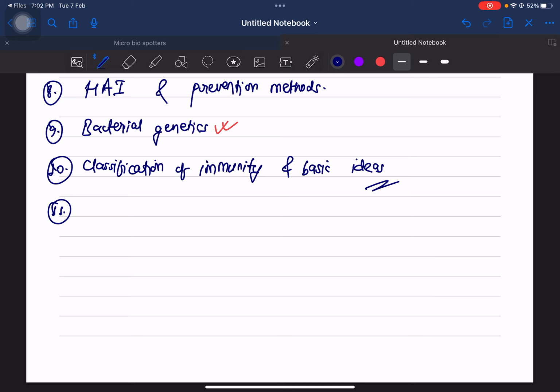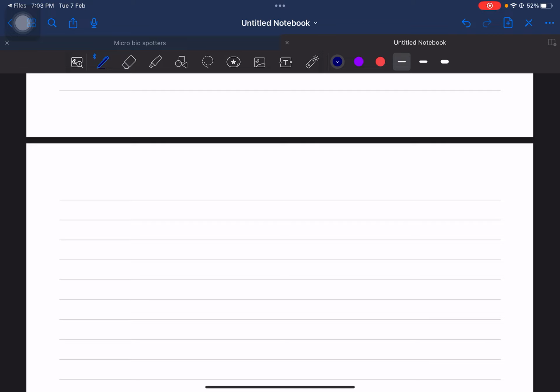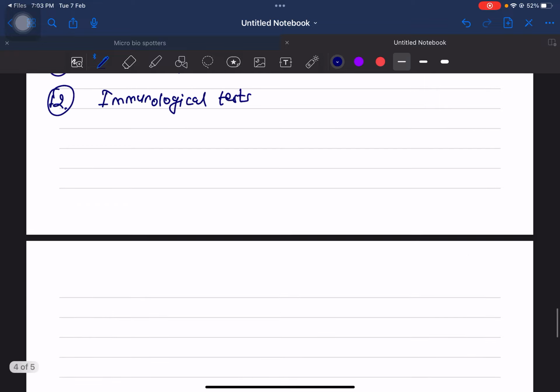About the complement system, and about the various immunological tests like ELISA, as well as neutralization, precipitation, agglutination test, radioimmunoassay. Main is ELISA, as well as precipitation, agglutination and neutralization. And hypersensitivity is quite important as well.